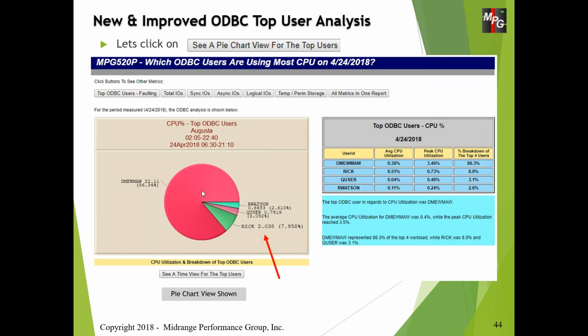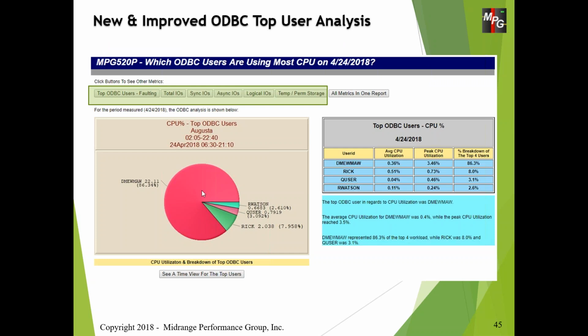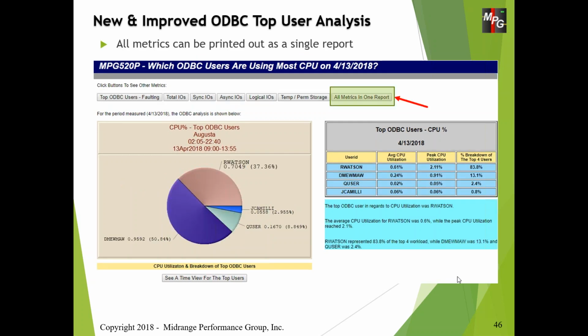How easy is that? So that's what we did in version 19, just made it very easy for you guys to interpret what's going on. And the cool thing is, look at that. It's not just CPU, it's faulting, it's IOs, it's sync IOs, async IOs, logical IOs, and temp and permanent storage. And if your customer says, "Man, I'd like that, but I want an all-in-one report," well, we provide a one-button click, and all that stuff you were seeing, you would get all metrics in one report. Just very, very slick.